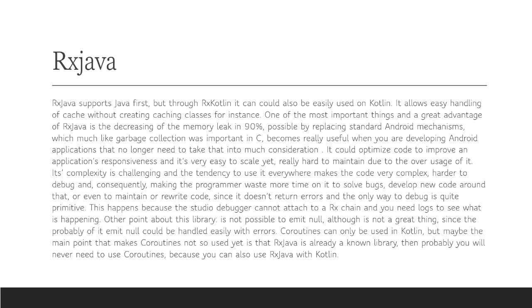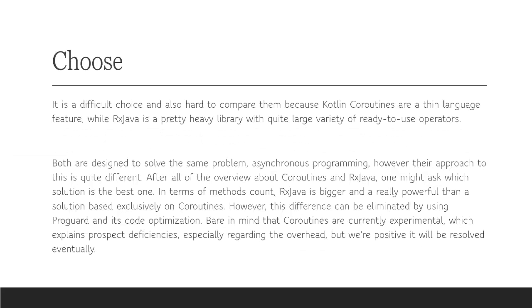RX Java, I have already described many things. You can go through my sessions on it and work on that. We can implement clean architecture with any approach. According to your choice, it is a difficult choice and also hard to compare them, because Kotlin coroutines are a thin language feature while RX Java is a pretty heavy library with a quite large variety of ready-to-use operators. So sometimes we need to choose RX Java where we have multiple options, and where there are small options we work with coroutines.